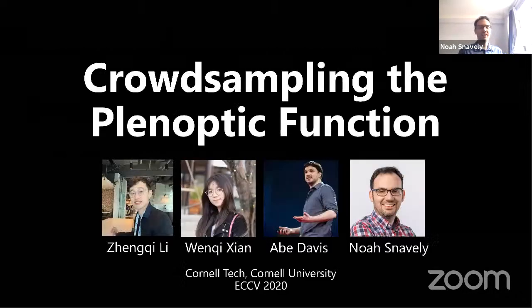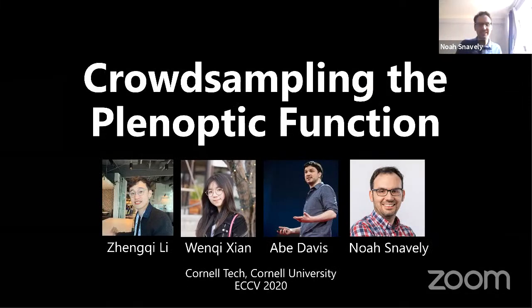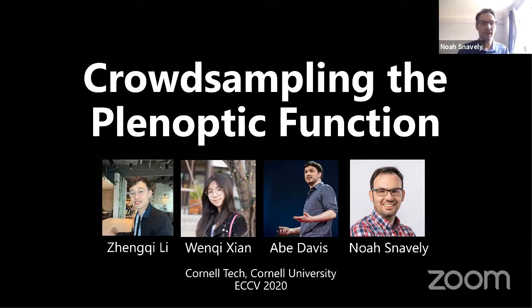So that's the setting. First I want to talk about a paper that appeared at ECCV this year from Cornell Tech. The first author is Zhengqi Li, who's done a lot of great work in this area, called Crowd Sampling the Plenoptic Function, about reconstructing landmark scale slices of the Plenoptic function. And to start, I want to just show a clip from the video that we made. As most of you know, this was a very video-driven ECCV. And we had a very good video made by Abe Davis, who is now a Cornell University faculty member, but also a video guru.